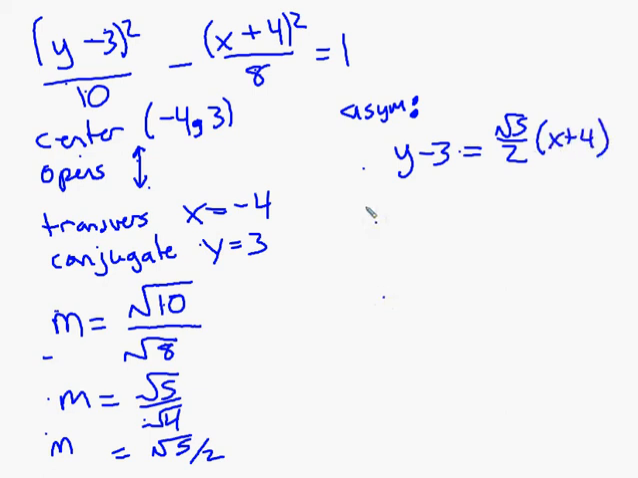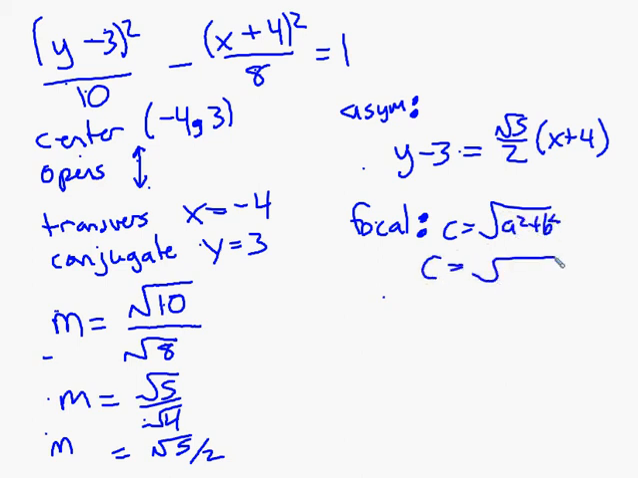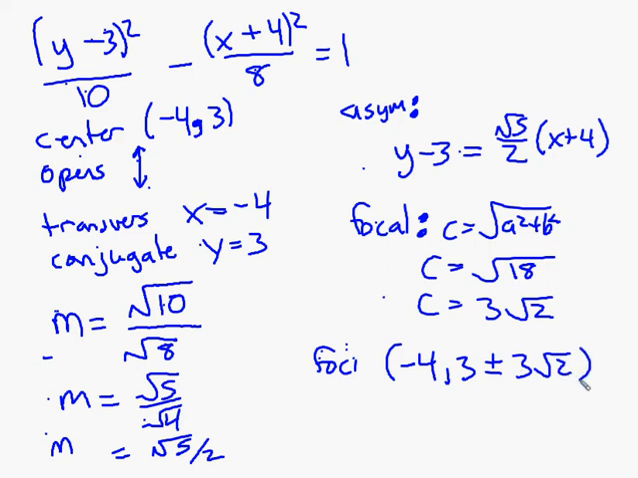Now our foci. So we need our focal length. Our focal length is c equals square root a squared plus b squared. So c equals root 18, which simplifies to 3 root 2. Now, since we opened along y, so we opened up and down, our foci are at negative 4, comma 3 plus or minus 3 root 2. And my vertices are negative 4, 3 plus or minus root 10.